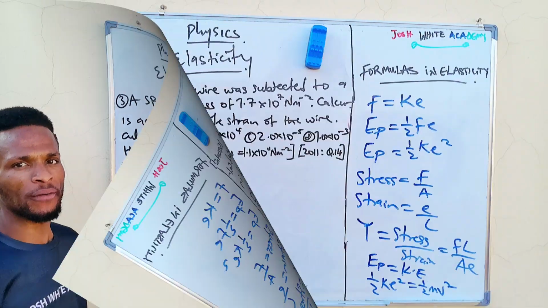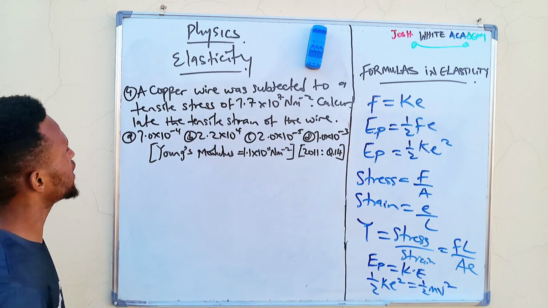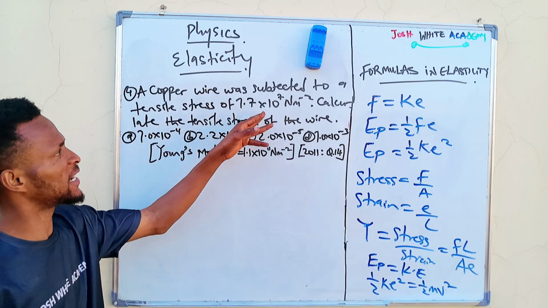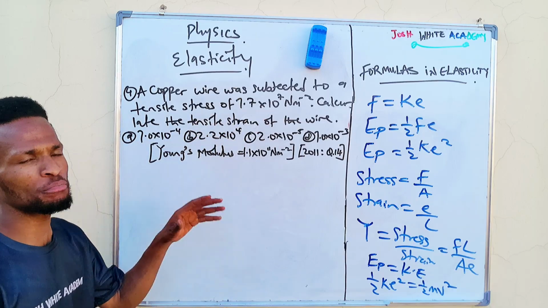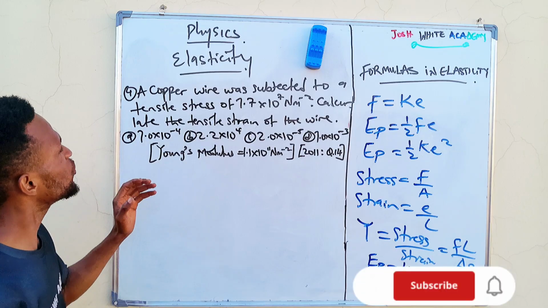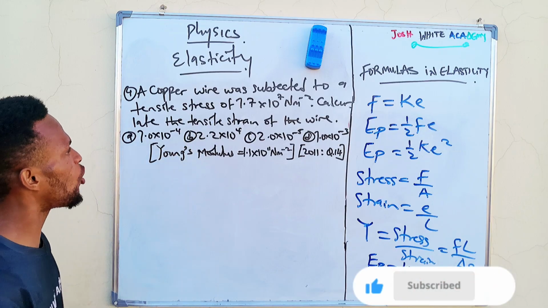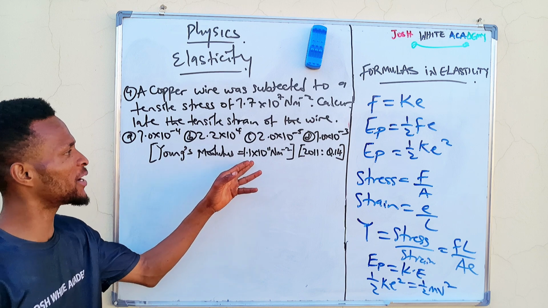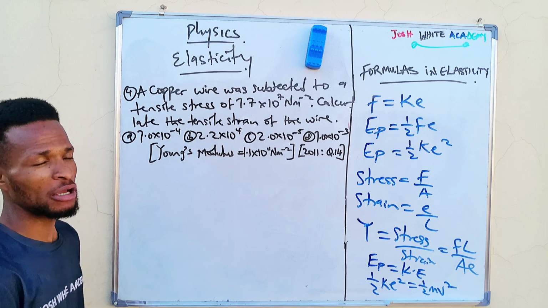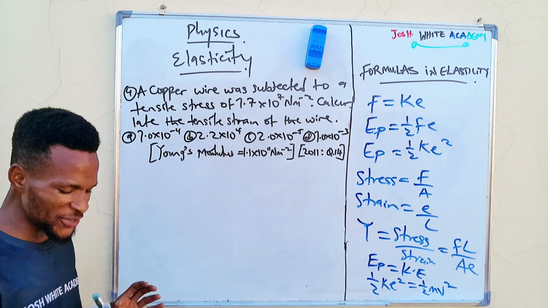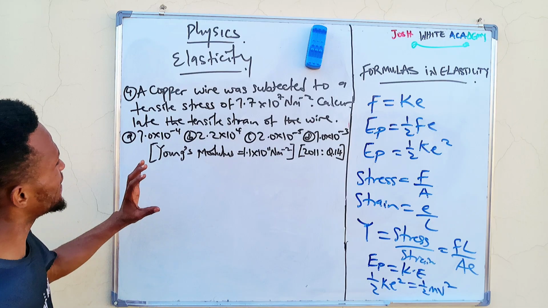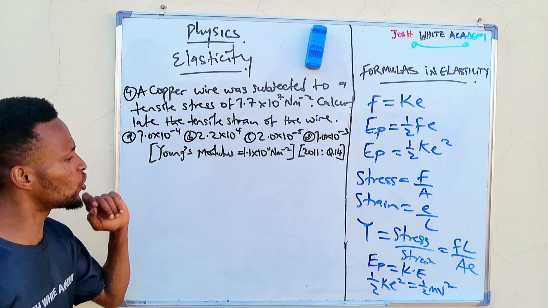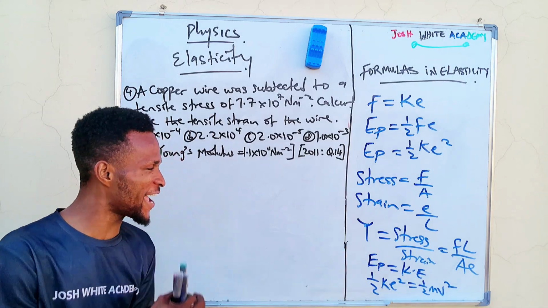To the next question. A copper wire was subjected to a tensile stress of 7.7 times 10^7 Newton per meter square. Calculate the tensile strain of the wire. They give us Young modulus as 1.1 times 10^11 Newton per meter square. So we are finding our tensile strain and we are given Young modulus, so we are using our formula here.